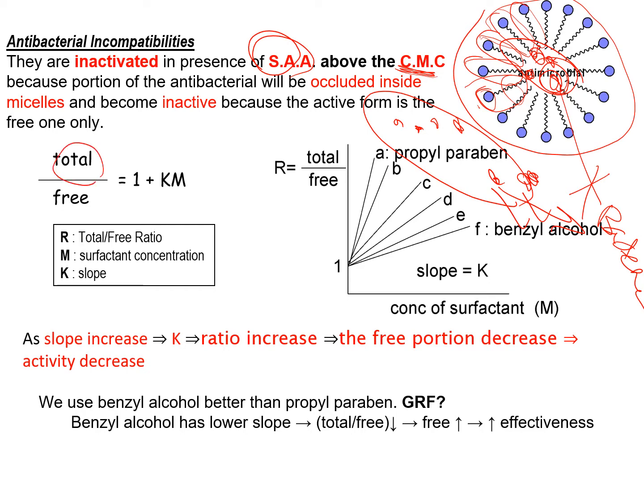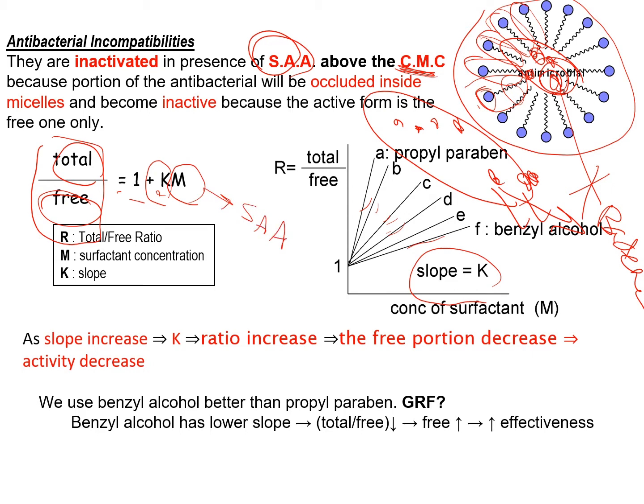Total preservative over free preservative. So here, on this side, we are talking about the antibacterial or the preservative. Equal 1 plus K, and K here is the slope of this line. This line, its slope is called K. And M is the molar concentration of surfactant.